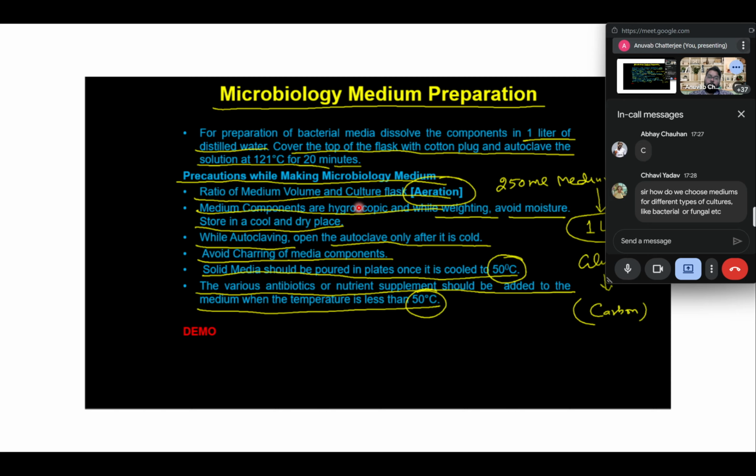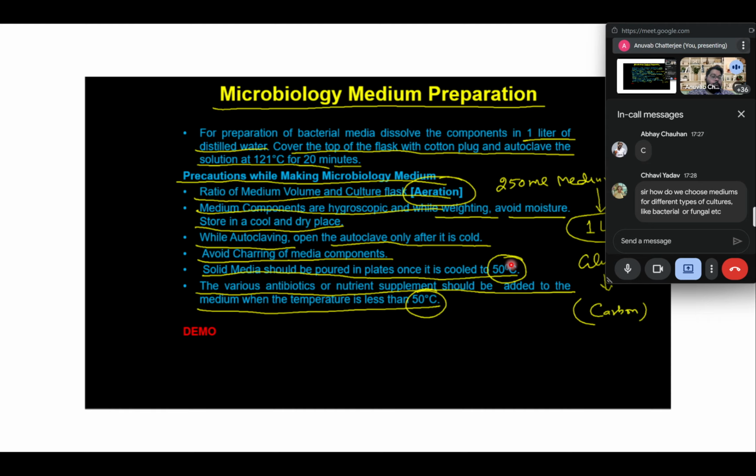Then you pour it down and put in more nutrients, which could have been charred at higher temperatures, because once they are charred they cannot be consumed by the bacteria. So you do not put glucose in directly and then autoclave it, because it will just burn up, give a darker color, and cannot be used by the bacteria. Once it is cooled to less than 50 degrees Celsius, then you add antibiotics and other nutrient supplements.